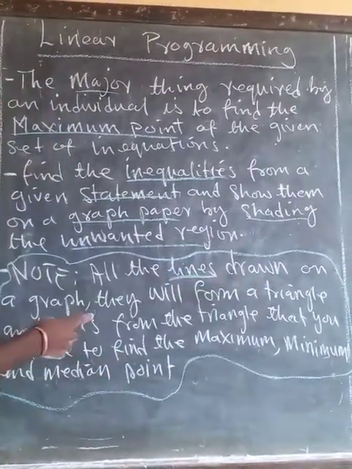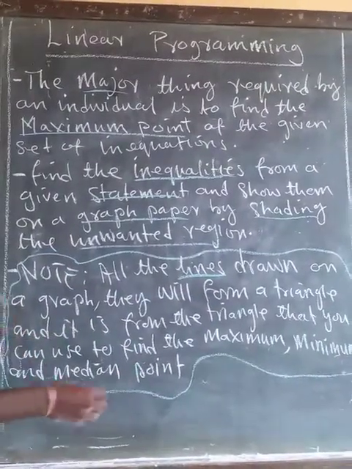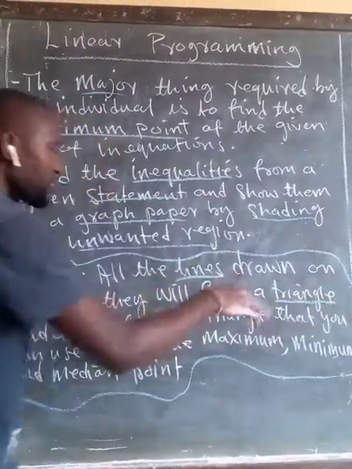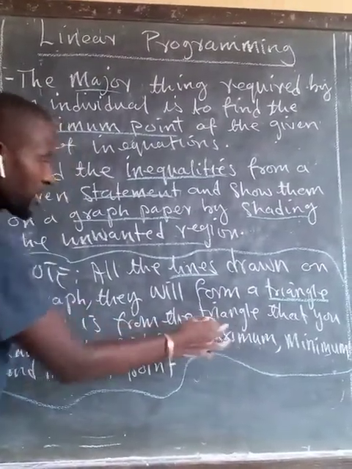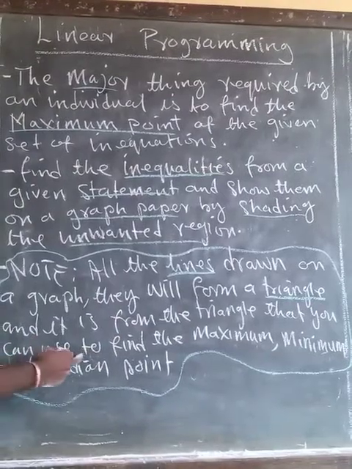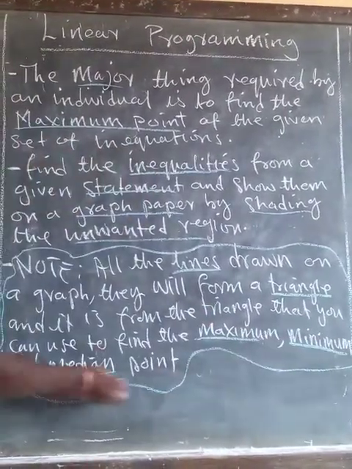Note, all the lines drawn on a graph will form a triangle. The key thing is that the lines you are going to draw will form a triangle, and it is from the triangle that you can find the maximum, minimum, or median point.